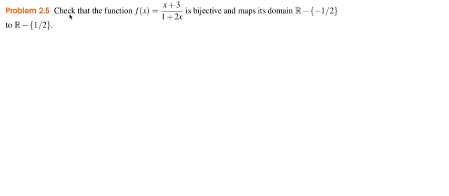Check that the function f of x equals (x plus 3) over (1 plus 2x) is bijective and maps its domain, the reals minus 1/2, to the reals minus 1/2. This is kind of tricky in the sense that what we have defined before in theory for a function to be bijective is that it's a real function defined on R, the reals, and that it maps the reals to R. That's what we called bijective before.